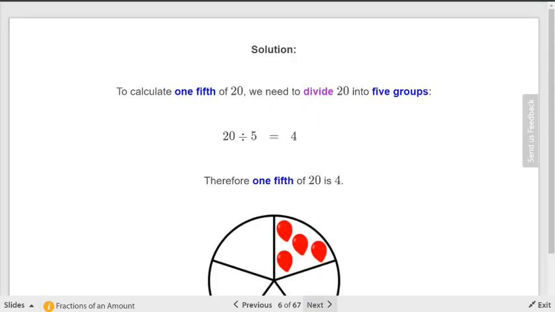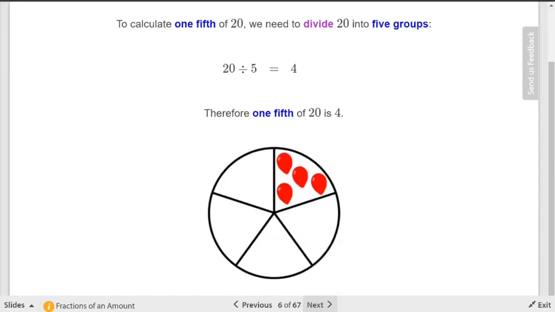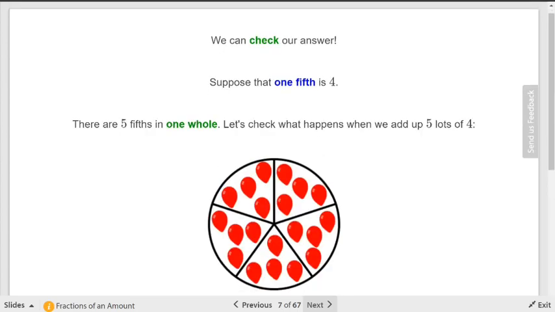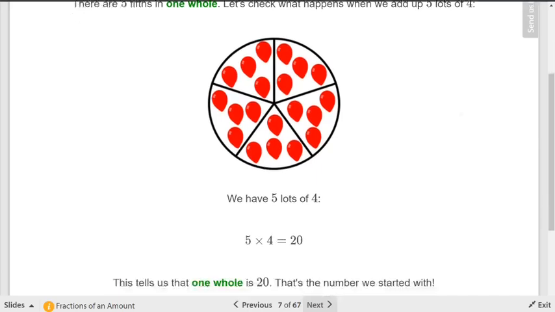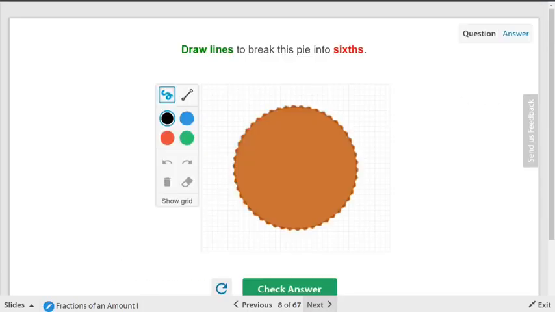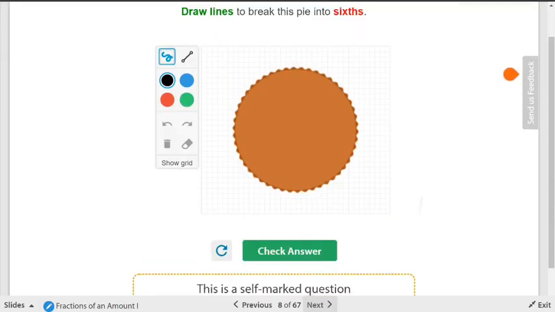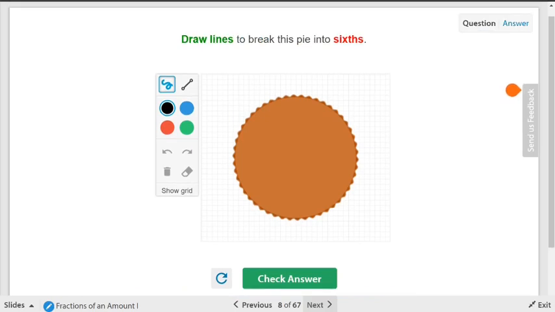All right, moving on. So you just divide 20 into 5 groups, and 20 divided into 5 equal pieces is 4. Okay? Right? And they're showing the whole 5 groups of 4. Now, this is one of your problems, but we'll do it together.